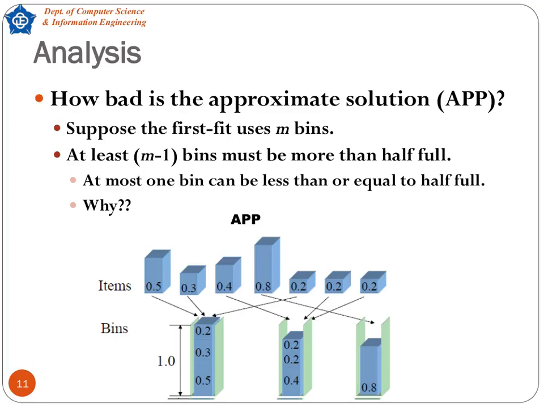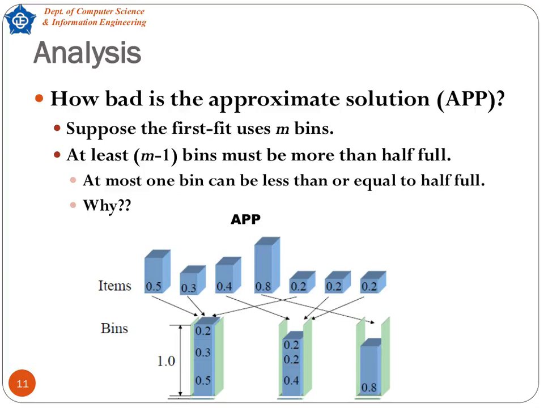A remarkable characteristic of first fit is this. If it utilizes M bins for packing, then a significant majority, specifically at least M-1 of those bins, will be more than half full. This logically means that at most one bin can be half full or less. It's a fascinating property, and it begs the question, why? Let's consider the logic behind that.